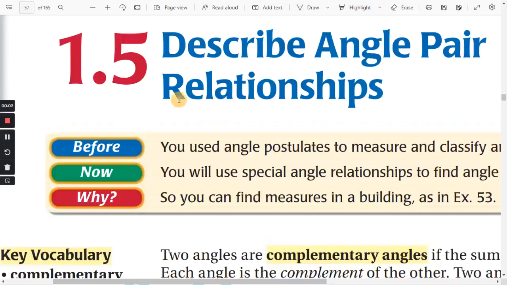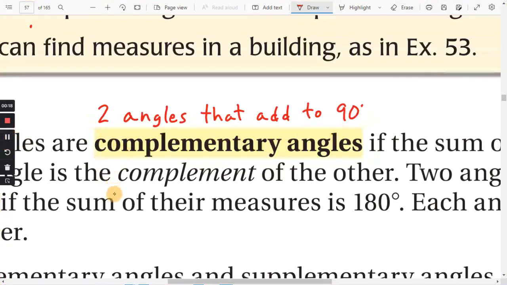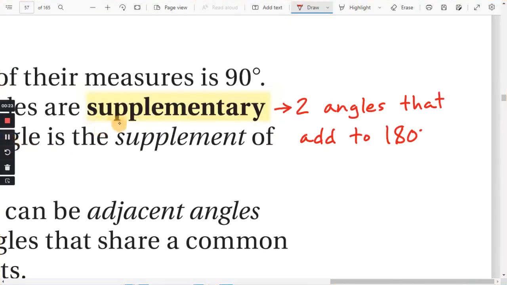Chapter 1.5, describe angle pair relationships. So the definition of complementary angles is two angles that add to 90 degrees. It has to be two angles. And the definition of supplementary angles is two angles that add to 180 degrees. Again, it has to be two angles.